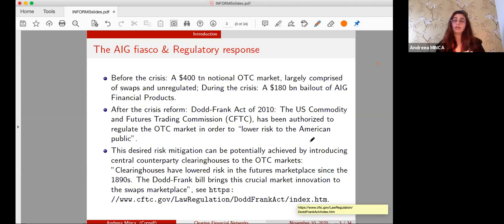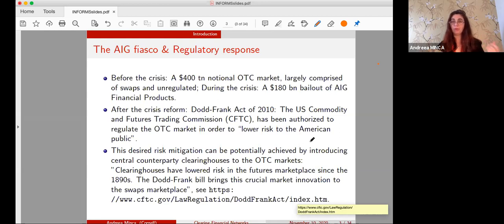So after the financial crisis, there was a comprehensive overhaul of financial markets, and this came in the form of the Dodd-Frank Act of 2010, and in particular the US Commodity Futures Trading Commission, so CFTC, which was the regulator for financial derivatives, has been authorized to regulate also the over-the-counter market in order to lower the risk. And one of the pillars for how risk is supposed to be reduced is the introduction of central counterparty clearing.